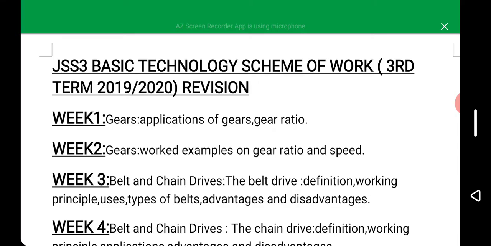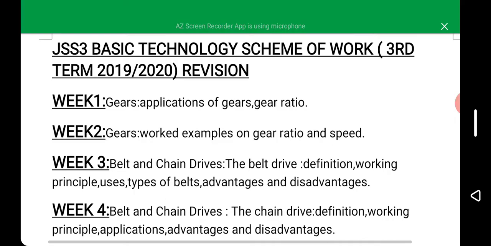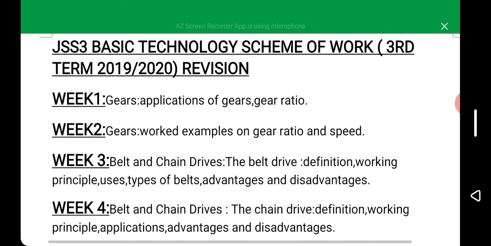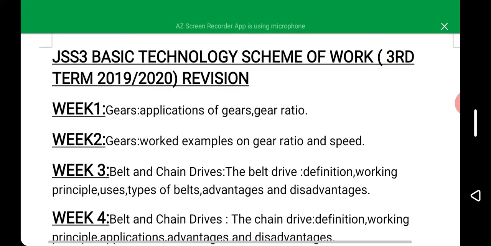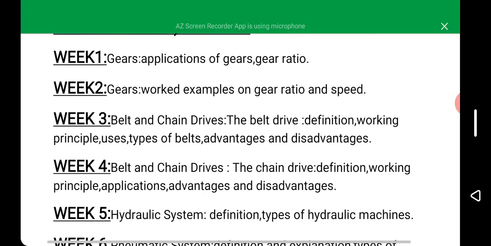As we all know, this is the third term of the 2019-2020 academic session. The term is revision term for JSS3. Below is the scheme of work for the revision class. Week 1, gears, application of gear ratio. Week 2, worked examples on gear ratio and speed of gears. Week 3, belt and chain drive.